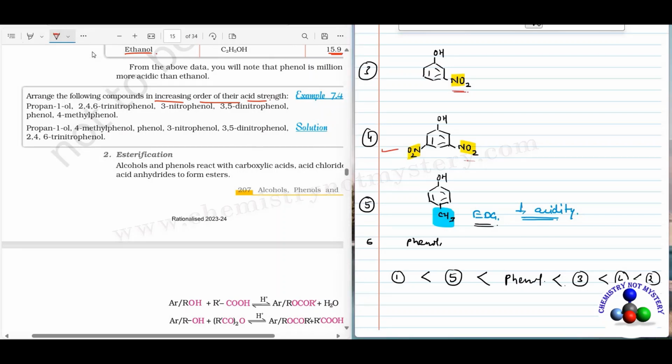Now let's see the solution. In the solution also it is given propan-1-ol, then 4-methylphenol, then phenol. Due to the presence of an electron donating methyl group, it will have less acidic strength than phenol. Then 3-nitrophenol, with just one nitro group bonded to phenol. Then 3,5-dinitrophenol, due to the presence of 2 nitro groups, it will be more acidic than the phenol with just one nitro group. And here with the 3 nitro groups, it will be most acidic.